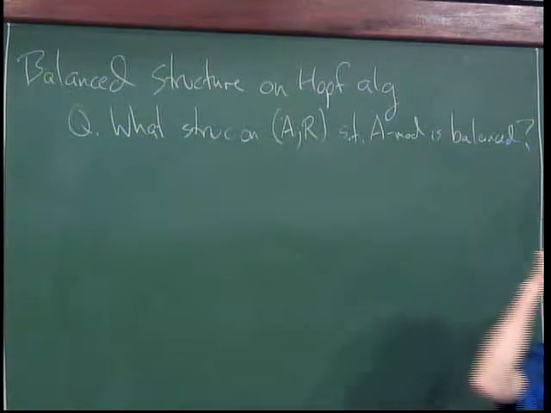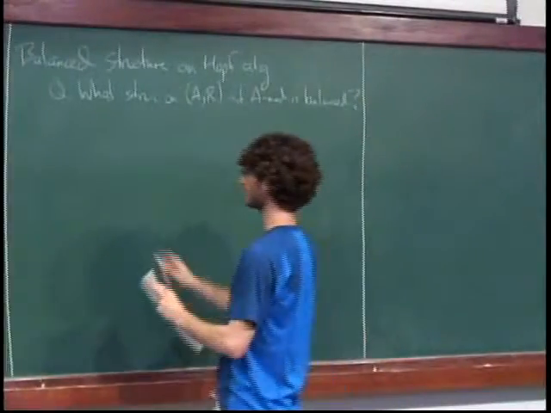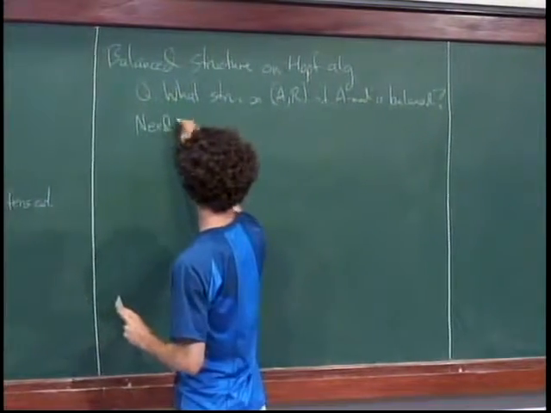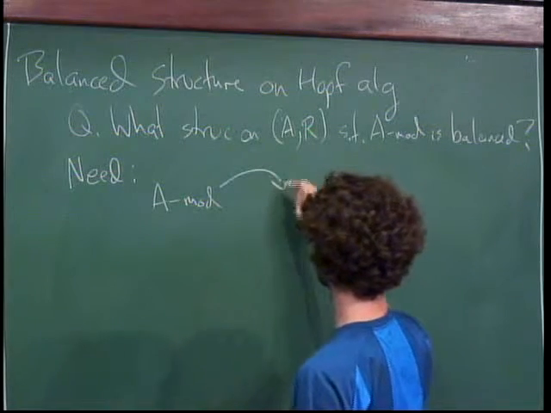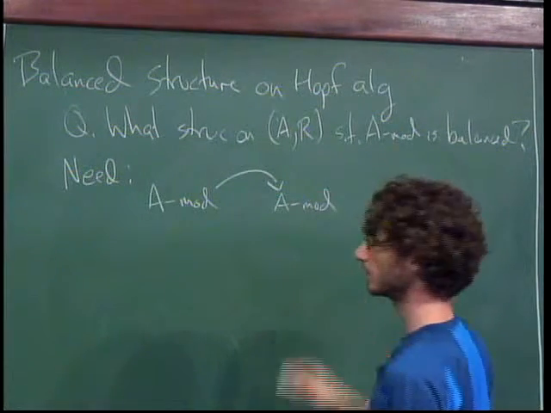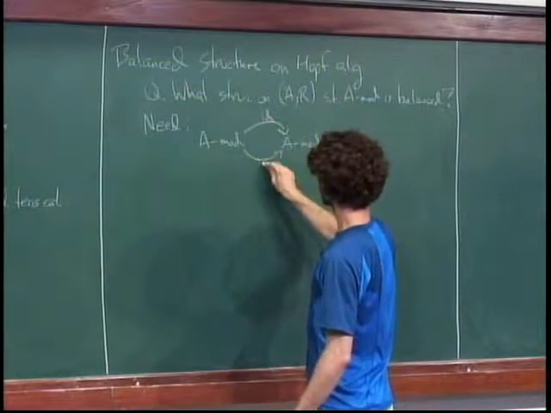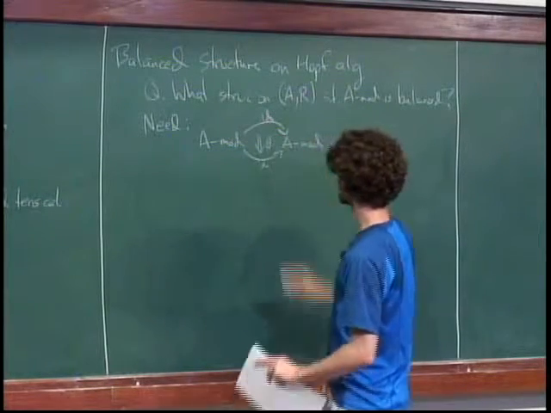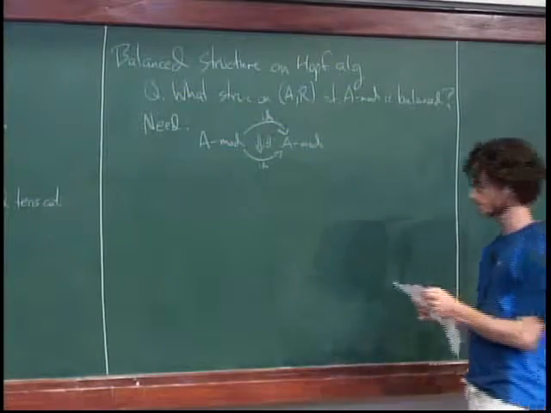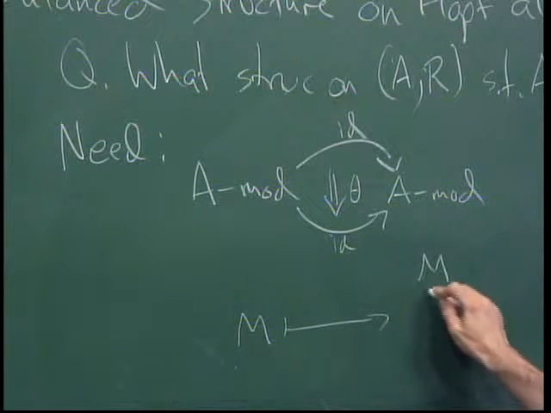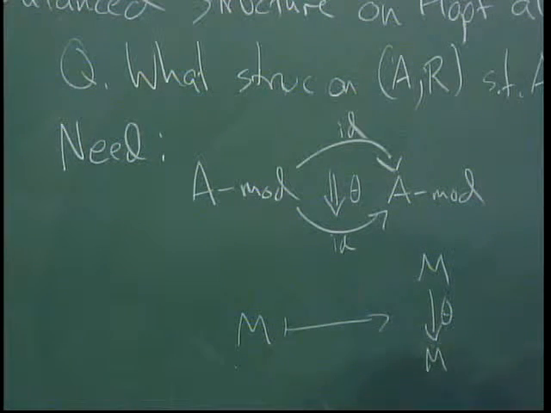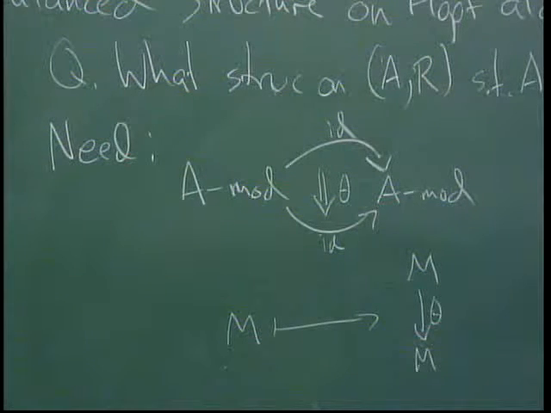Well, this is by now a familiar procedure, but I find it entertaining, so let's do it again. So what do we need? Well, we have A-mod, and we are looking for an endomorphism, an automorphism of the identity functor on A-mod. So we're looking for something like this. So again, what does that mean? Well, it means that for each M, we need to give some automorphism of M, theta.